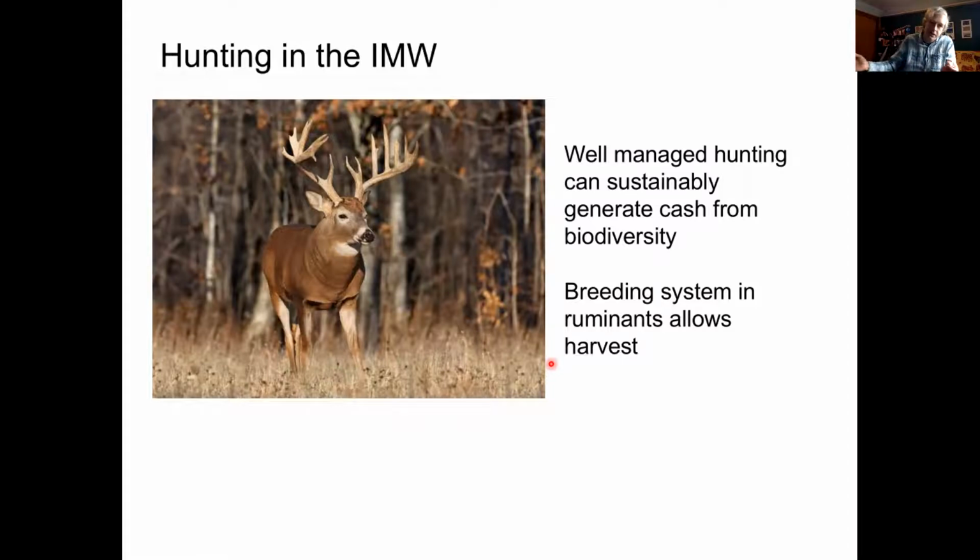So you can harvest a large amount of those males, remove them out of the population without impacting the number of deer being produced at all, because the number of deer being produced is determined by the number of females, not by the number of males. One male can impregnate hundreds of females. So you can harvest an awful lot of them without impacting the population, maintaining a healthy population of animals and generating revenue at the same time.